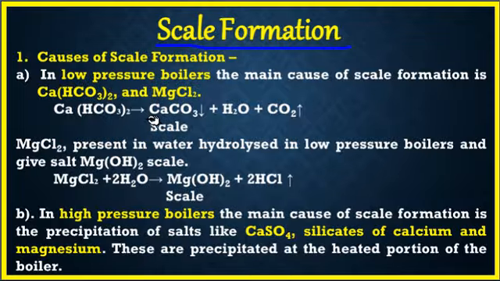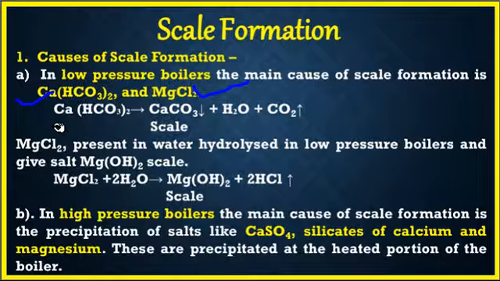Causes of the scale formation. There are different salts that cause scale formation in low pressure boilers and in high pressure boilers. In low pressure boilers, the salts responsible are calcium bicarbonate and magnesium chloride. Remember that these salts are responsible for scale formation, but scale is not formed due to these salts.